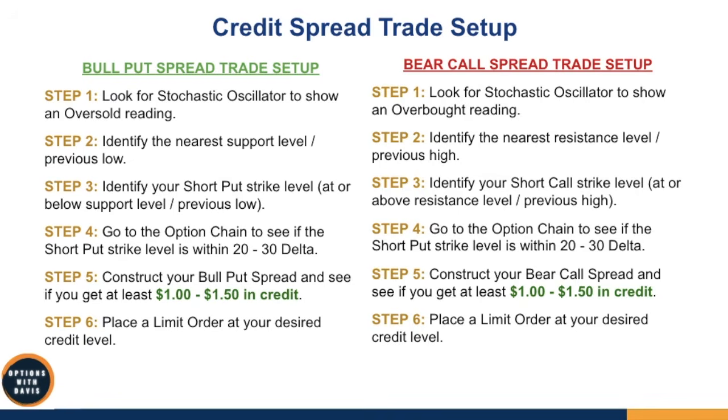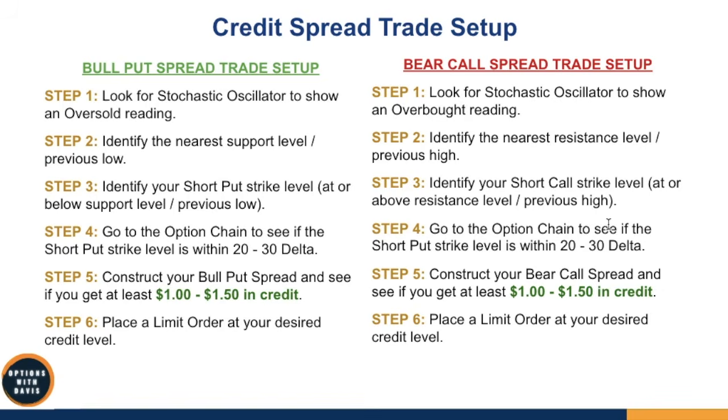Next, we have the bear call spread trade setup. This is pretty much just the opposite of the bull put spread. So step number one, we want to look for the stochastic oscillator to show an overbought reading, because this time we are bearish. We want the market to go down. So it would be better to enter a bearish trade when the stochastic oscillator is overbought rather than when it's oversold, right? Now, step number two, we want to identify the nearest resistance level or the previous high. And then step number three, we want to identify the short call strike level. Ideally, we want this to be at or above the resistance level or the previous high.